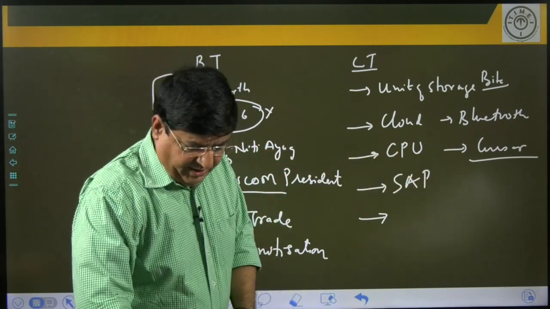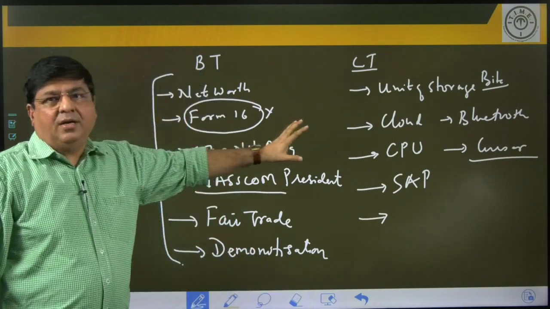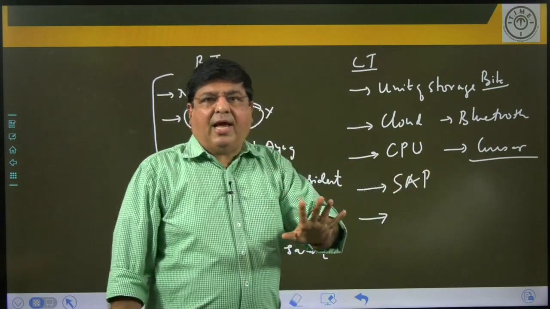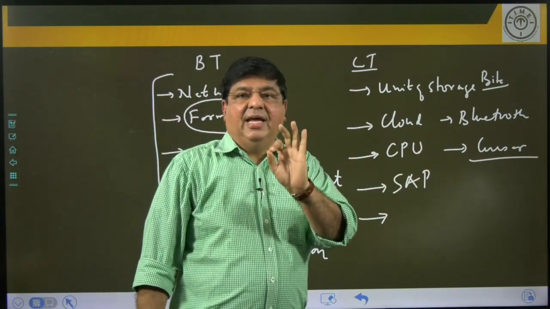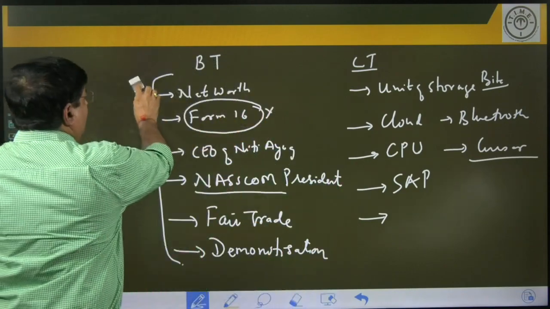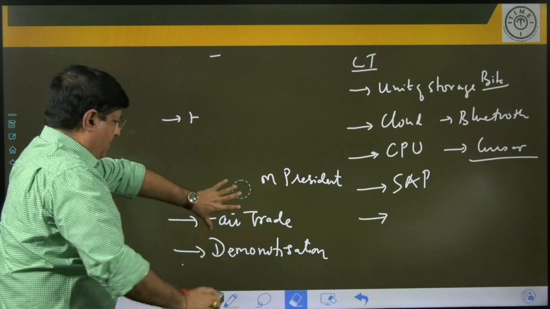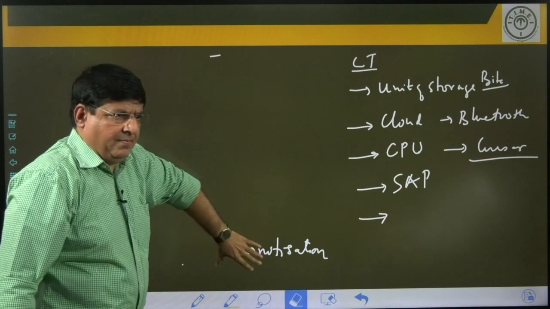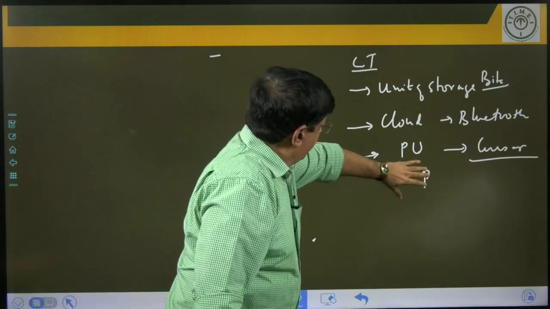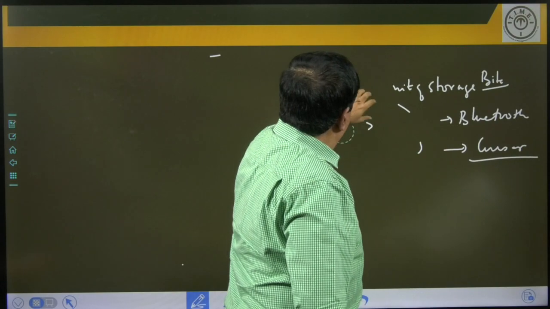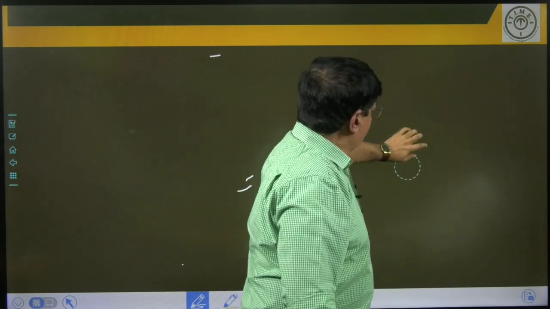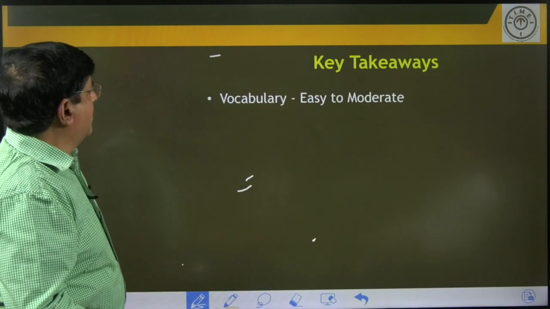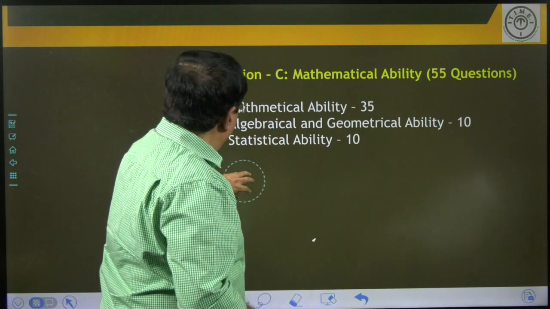Okay, so as we have seen today, the overall English section, including computer terminology, business terminology, vocab, grammar, and RC, was very very easy. Now let us move on to section 3, that is the math section.